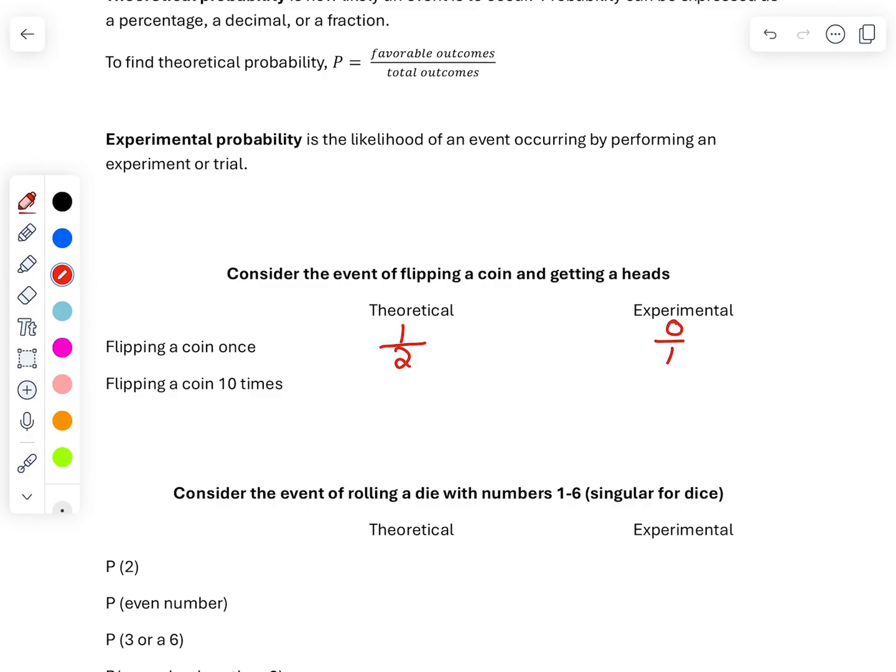Flipping a coin 10 times. So if I flip a coin 10 times, what is the theoretical probability of getting a heads? There's 5 different chances of getting the heads out of 10 times. Again, it's still 50%. And then experimentally, I'm not going to do that right now, but if we were going to flip a coin, you would take however many heads you had. Let's just say there were 4 heads out of 10 total flips, and you would reduce that to 2 over 5.